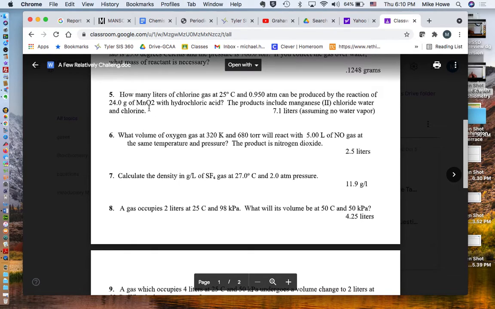Oh no, I take it back. So you got 24 grams, you're going to start with that. So you change grams of manganese 4 oxide to moles. Then do the mole ratio between chlorine and that, and then use PV equals nRT once you have moles of chlorine to find the volume of chlorine.